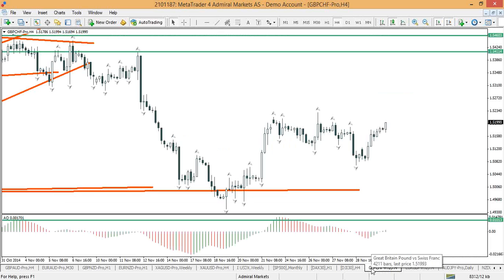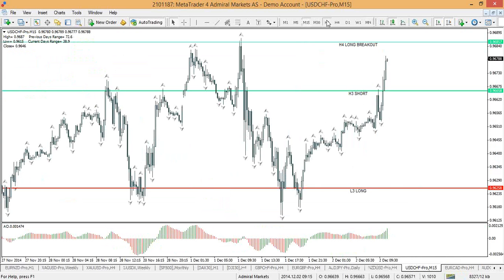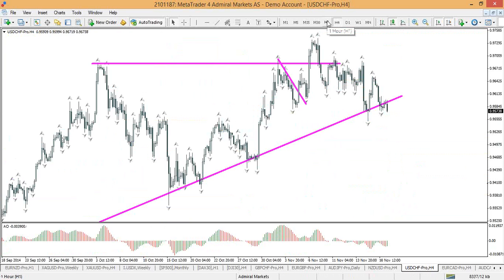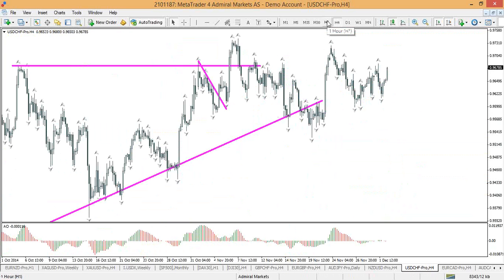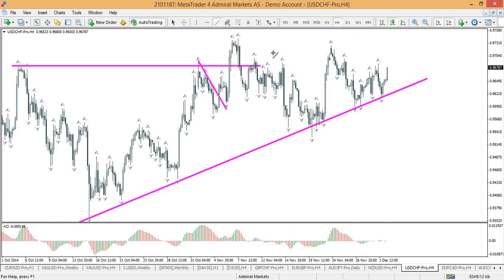Pound Swissy. Looking for pairs that I didn't discuss, yes, pound dollar, Swissy. No, not a big fan. Also not really something. But yeah, it kind of looks like an ascending wedge if anything.